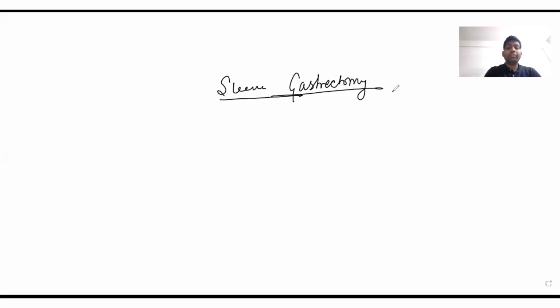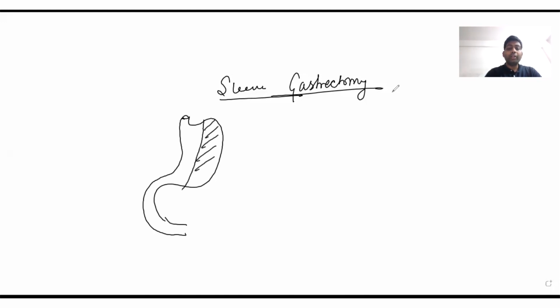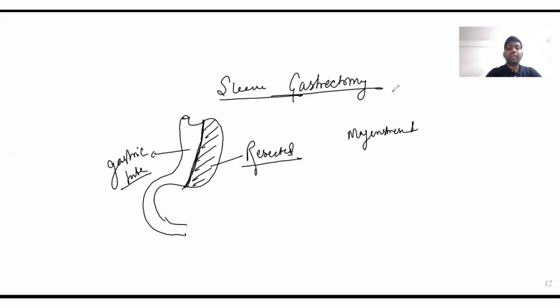So what we do in sleeve gastrectomy is, this is the stomach. We create a lesser curvature based gastric tube, and this greater curvature based portion is resected. We do this by linear stapling from the fundus to the angle of His. This is the resected part, and the lesser curvature based tube is the gastric tube which is left behind. This is similar to the previous procedure, which was the Mclntyre and Mill operation. In that operation, the greater curvature based tube was left in continuity. It was not resected away from the stomach.